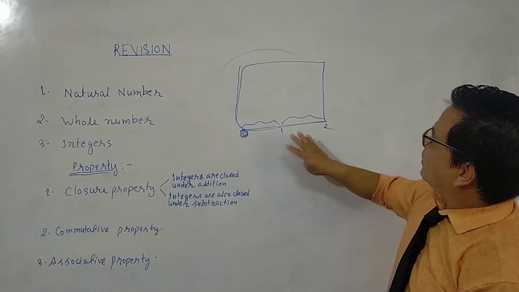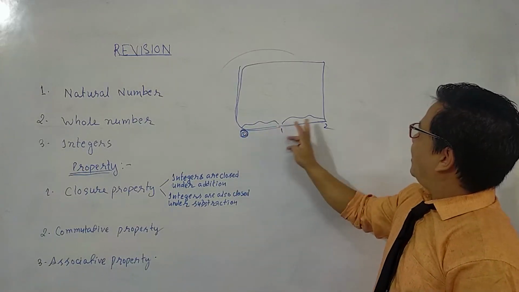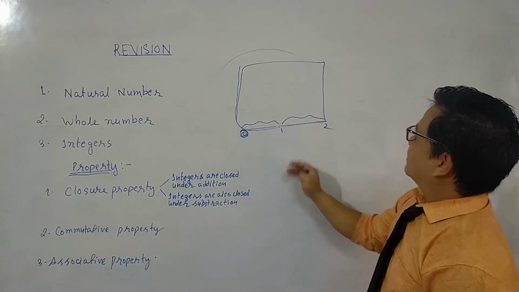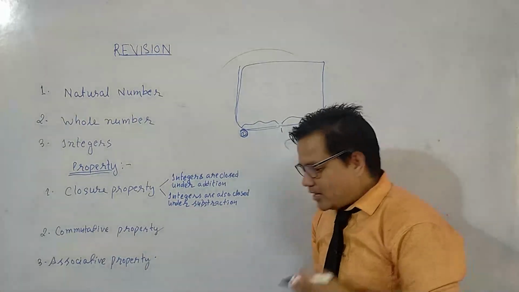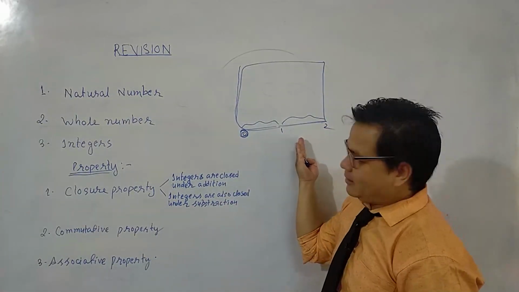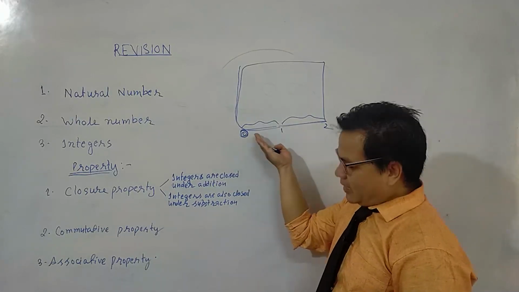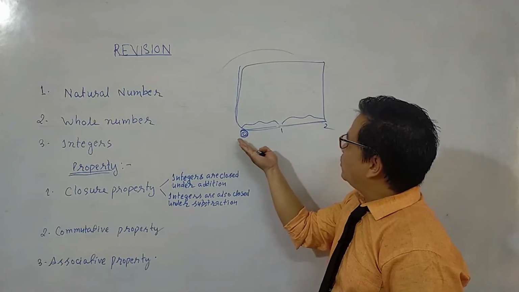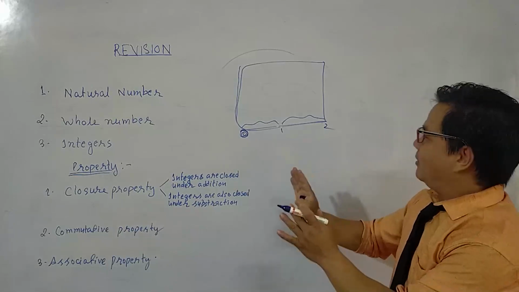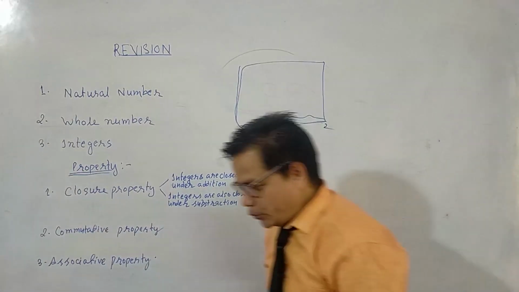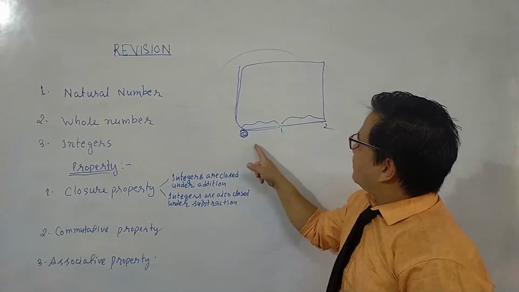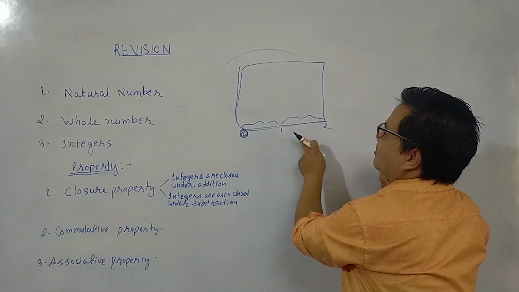So how many meters are there? 2 meters. You see 1 meter and 2 meters. And how many numbers? 2 numbers. So here we need the 0. That's why this is a whole number. We start with 0 because without this 0 we can't get the actual meters that we want. When we start with the 0, that number is called a whole number.